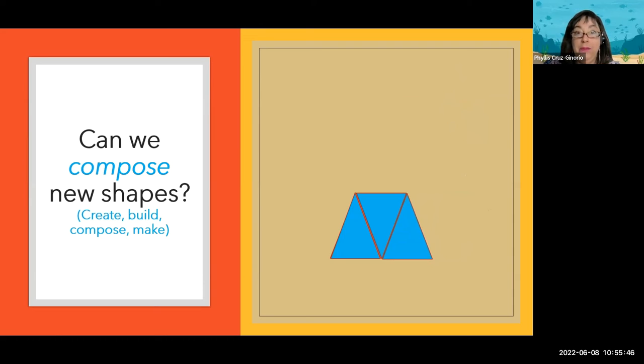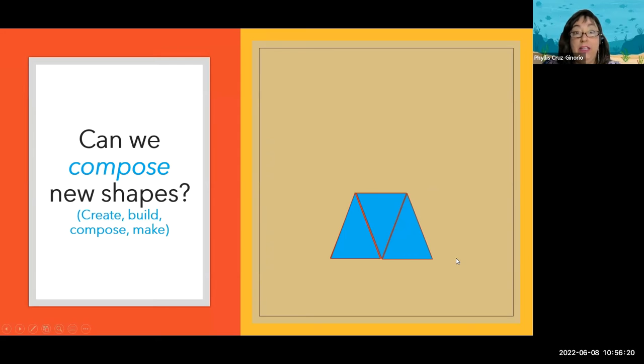I wonder if you could make a new shape using some of your 2D shapes? Could you compose a brand new shape? Parents, there is a great activity online that you can search for. It's called Tangrams, all one word. There are some online games where they can fit their 2D shapes together to create new shapes. It's fun. I love it.